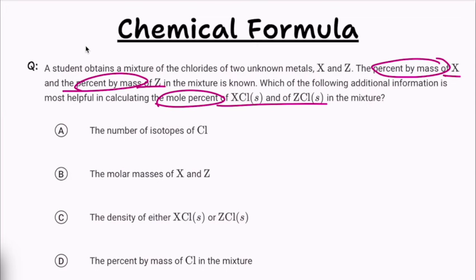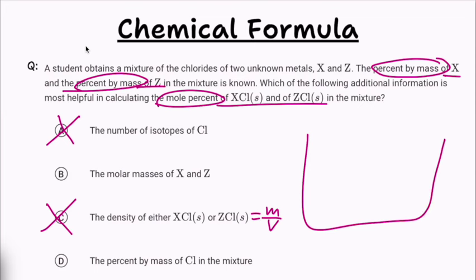So the number of the isotopes doesn't really matter when it comes to the mole conversion. And B is the molar mass of X and Z, and C is the density, mass divided by volume. Volume has nothing to do with this question. It's conversion between the mass, the number of moles, and then the molar mass. So it's not C either. And D, the percent by mass of C in the mixture.